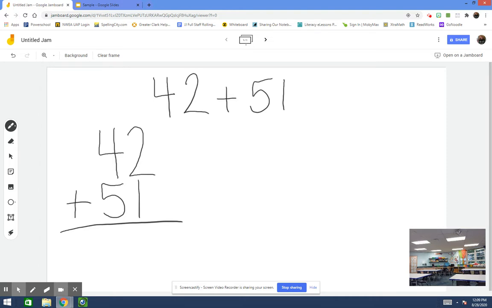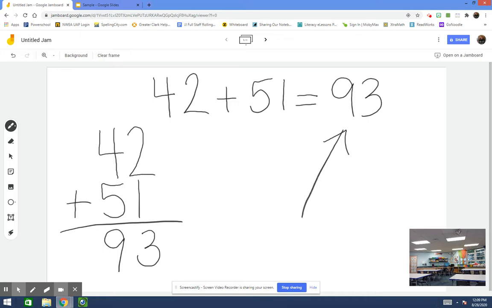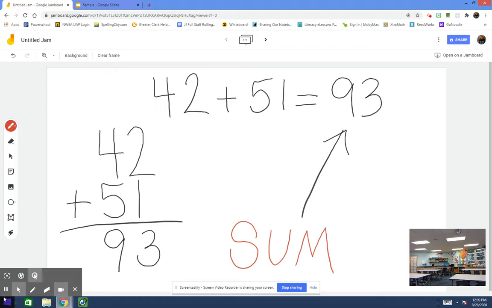I'm going to start adding in the ones place. 2 plus 1 is 3. 4 plus 5 is 9. My answer, 42 plus 51 equals 93. And I hope in your head you're thinking right now, that is called the sum. Bonus points if you said sum. Okay, now your assignment today is going to be with tens blocks, okay? Let's look at that.